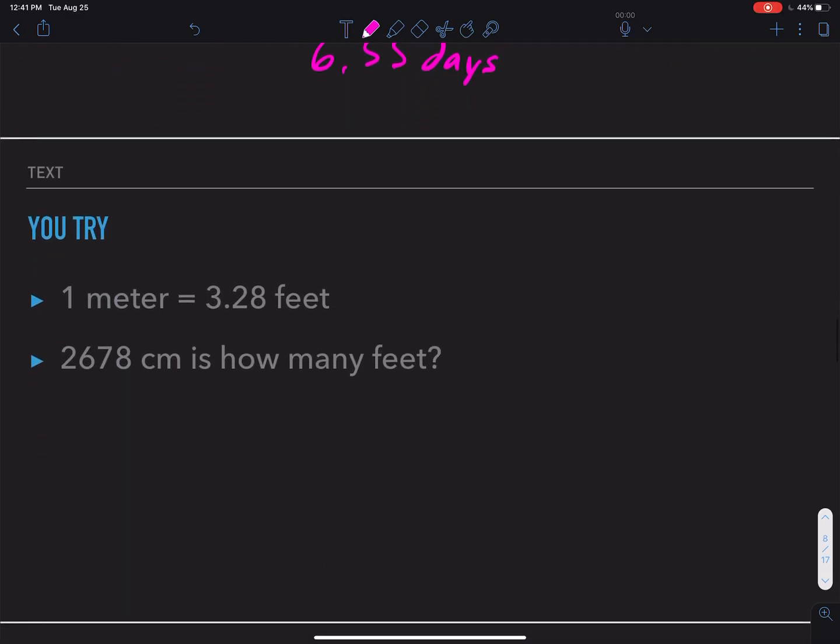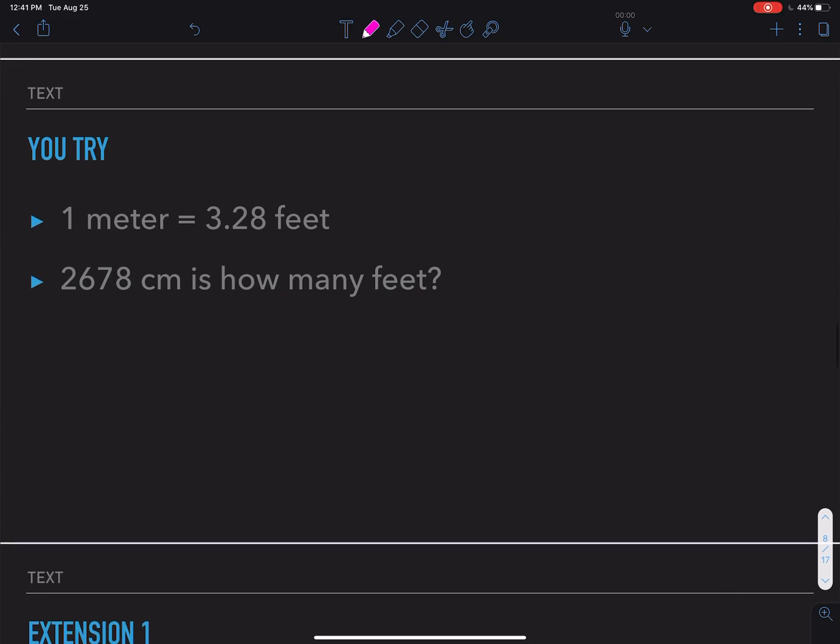All right, you try this one. 1 meter is about 3.28 feet. 2,678 centimeters is how many feet?